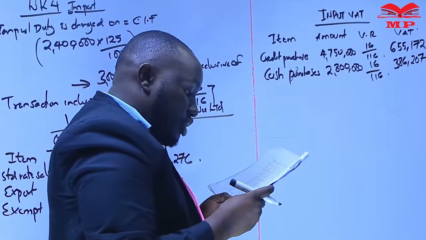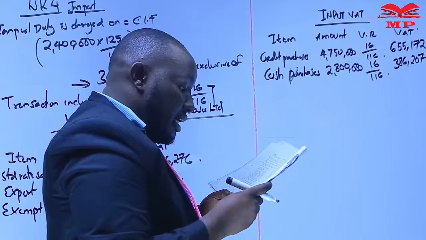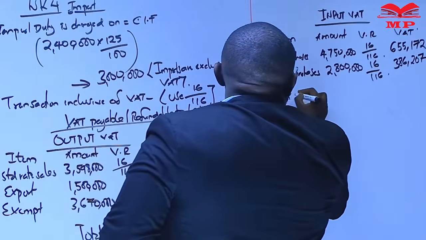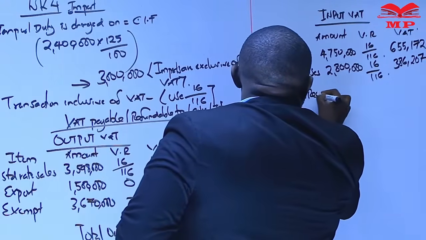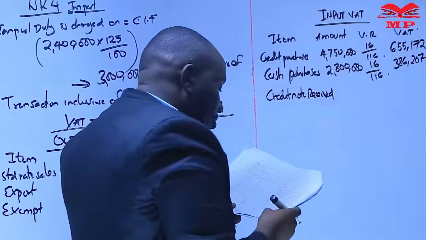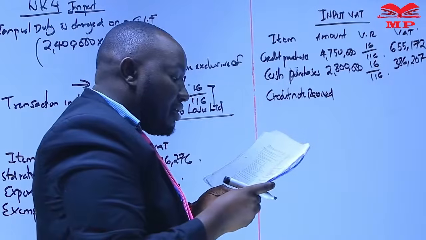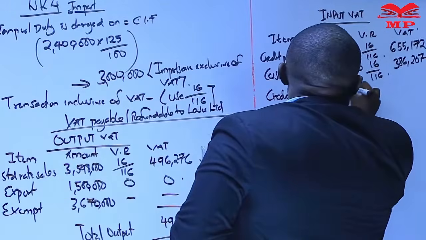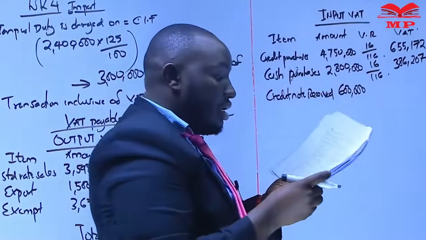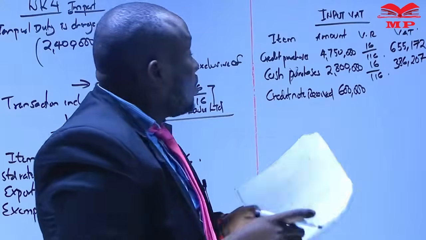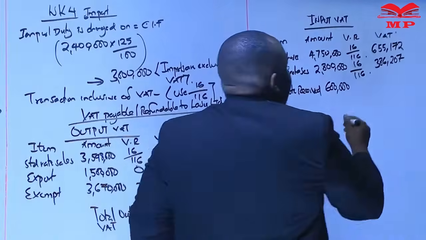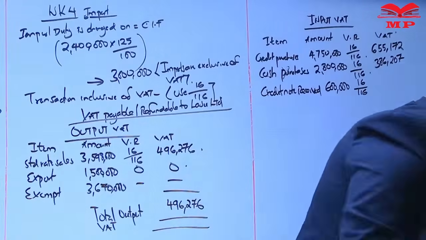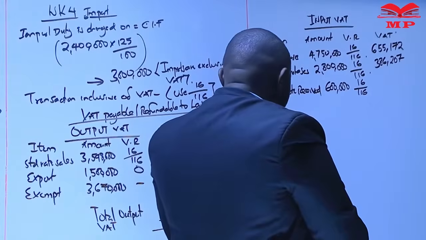We had what we call credit note received. That's the reduction of purchases. On the credit note received, the company received credit note and debit note. Credit note received was a figure of 600,000. That is additional information number 4. So credit note basically reduces the purchases. So times 16 over 116. So what do we get when you have that? 600,000.